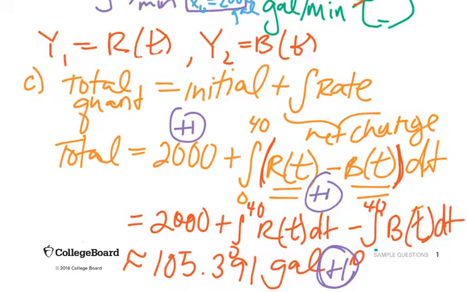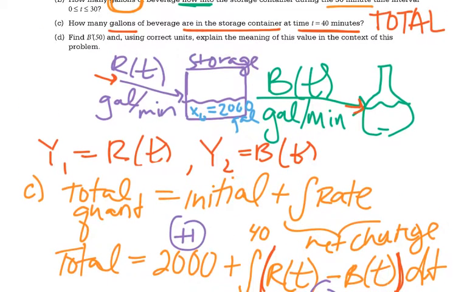So let's just think for a second if that answer makes sense. We started with 2,000. We found in part A that the beverage is decreasing over time. So it makes sense that after 40 minutes, we'd get something lower than 2,000. Here it's pretty dramatic. It's 105.391 gallons. Okay, so that's part C. Let's take a look at part D.